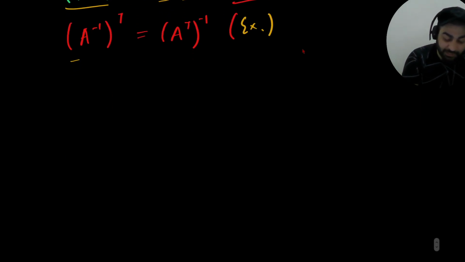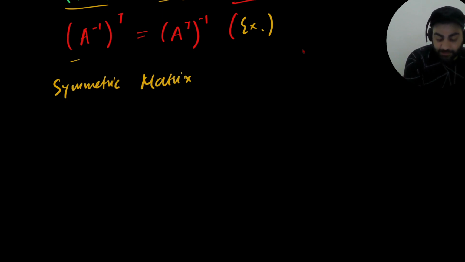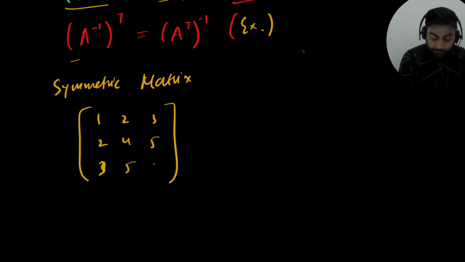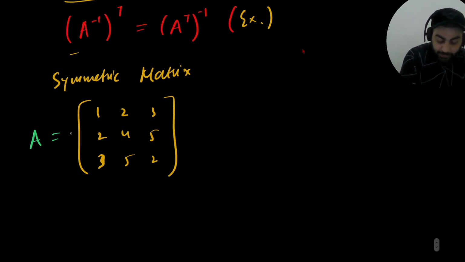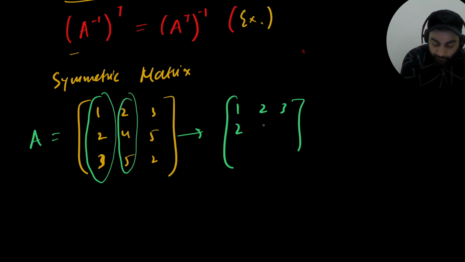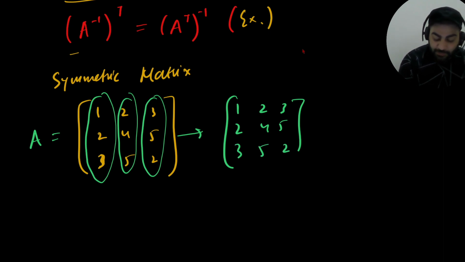Okay, then there is the concept of symmetric matrices. Let's suppose we have a matrix like this. We'll take a bigger matrix. So we have 1, 2, 3, then 2, 4, 5, and 3, 5, 2. Now this is A. If I take the transpose of this matrix, I make this row 1, 2, 3, I make this column again a row 2, 4, 5, and make this 3, 5, 2. So I transposed this matrix. This is A transpose.